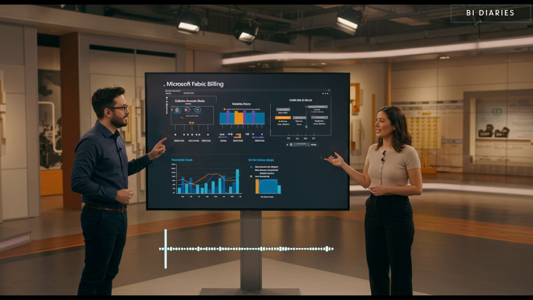Okay, so if we get a sudden rush of users hitting a report, bursting lets us handle it. Yes, without immediately failing or throttling. The system then uses smoothing to kind of average out that spike.